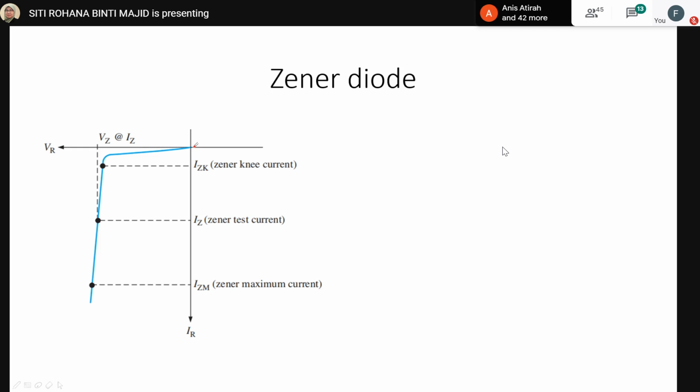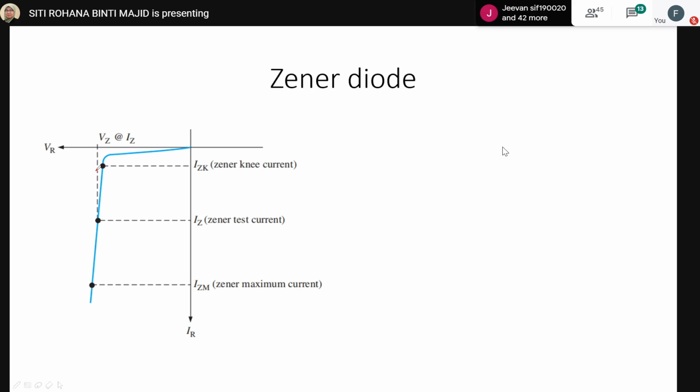But in the leakage region between 0 and breakdown, if you can notice from this curve, it has only a small reverse current. So the change of current is very small, and the characteristic drops almost vertically at a reverse bias potential. At this point, this value is called Vz. So Vz is the Zener voltage.